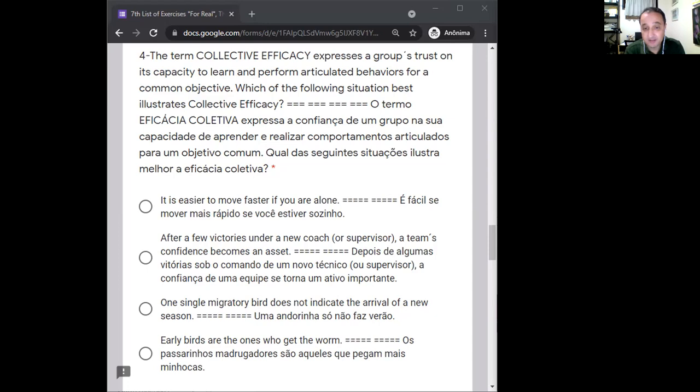Well, it pays. If you get there first, if you are the first one to try to work in a company, you send your resume or your CV faster than others. Well, those are obviously advantages that you may have, but this has nothing to do with collective behavior, collective trust in a group in its members. Okay.